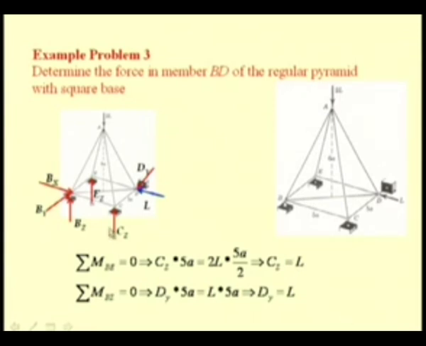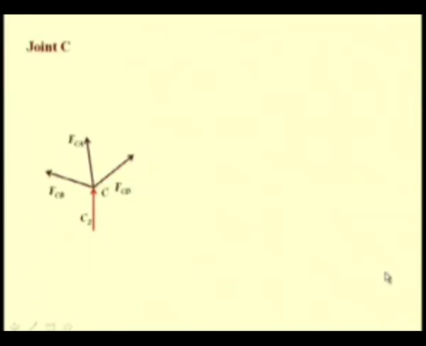Now, we can proceed to determine the force CD by considering the equilibrium of this joint C. So, here you see the joint C with various forces, that is FCB, FCA and FCD. The direction cosines of these forces can be determined from the geometry of the truss.